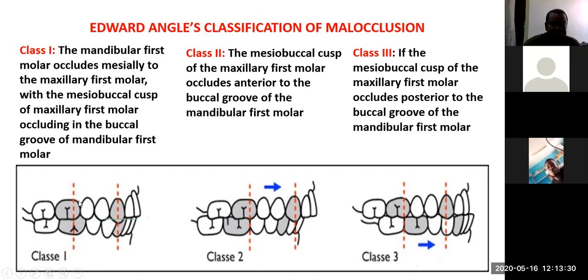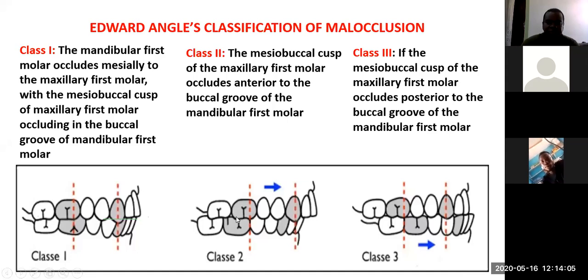You can see in the image that the mandibular first molar occludes mesially to the maxillary first molar. That is class one. Class two is mesobuccal cusp. The mesobuccal cusp, you can see it here, of the maxillary first molar occludes anterior to the buccal groove of the mandibular first molar. You can see it here.